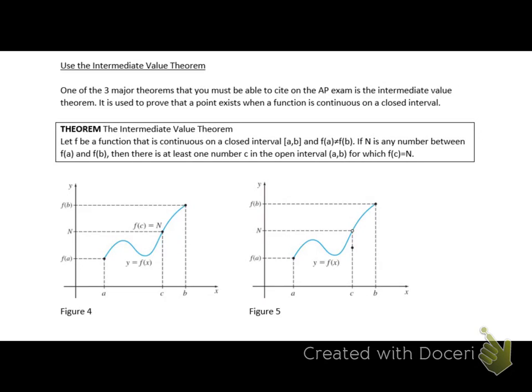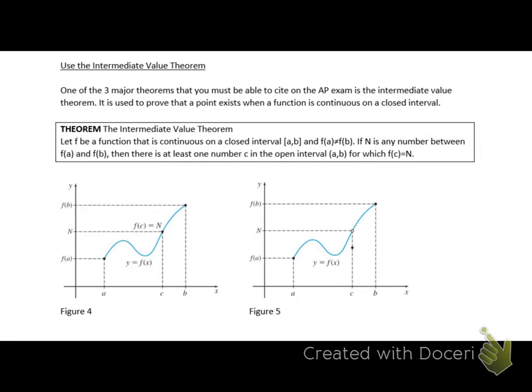This is section 3, continuity, example 5. So, one of the 3 major theorems that you have to be able to cite on the AP exam. You need to know the requirements for the theorem and then the result, okay, is the intermediate value theorem. It's used to prove that a point exists when a function is continuous on a closed interval, all right?